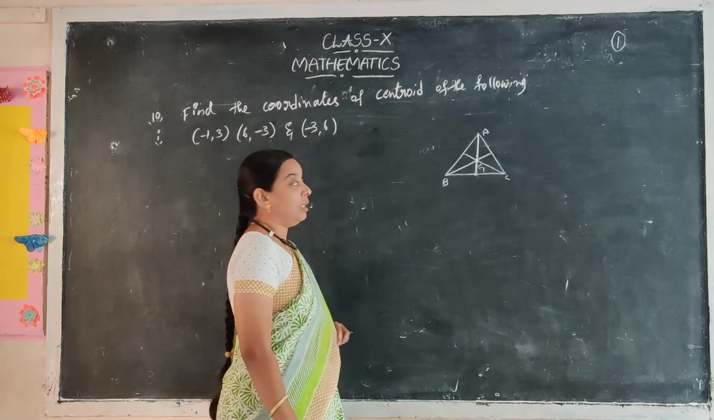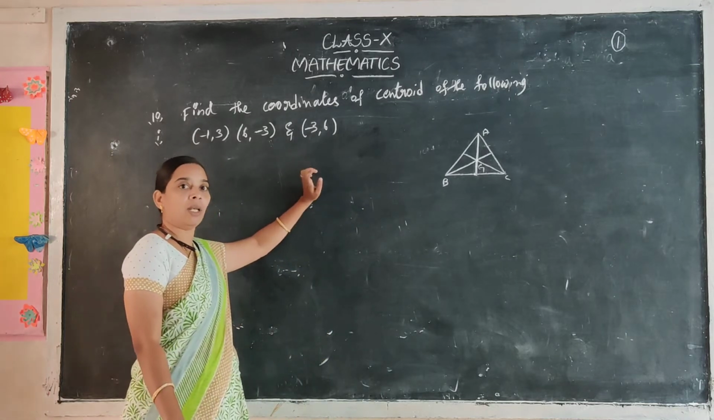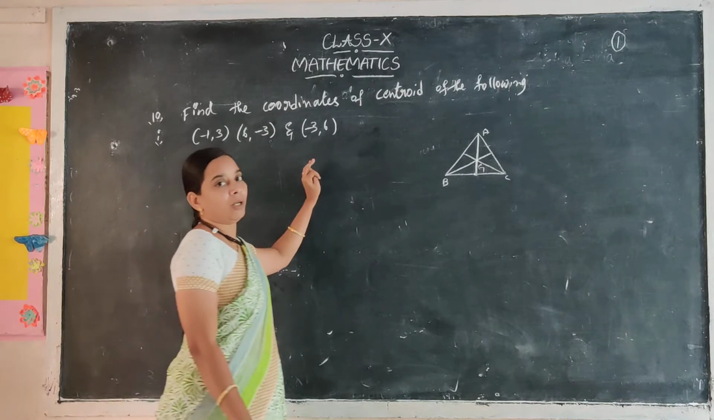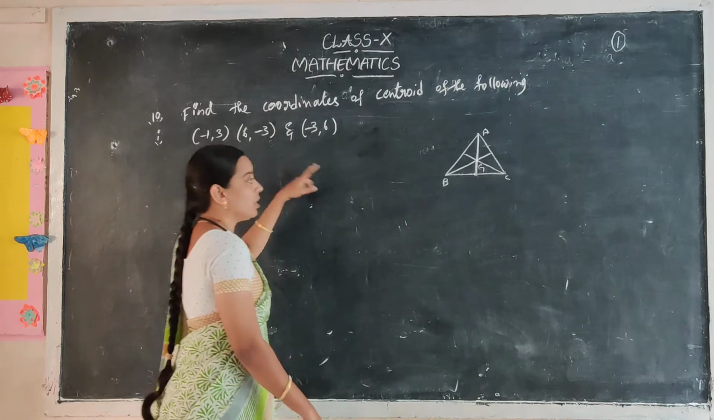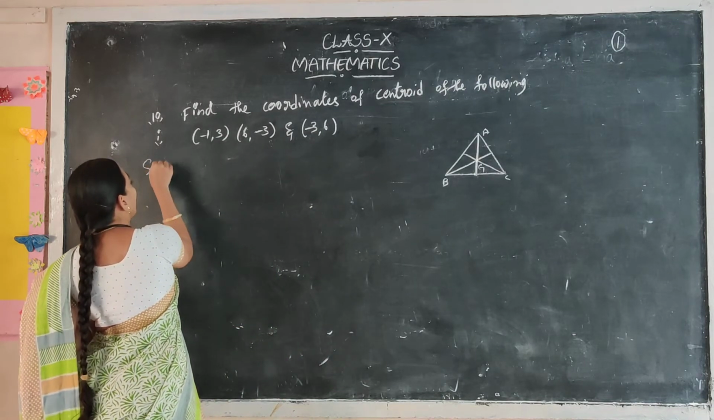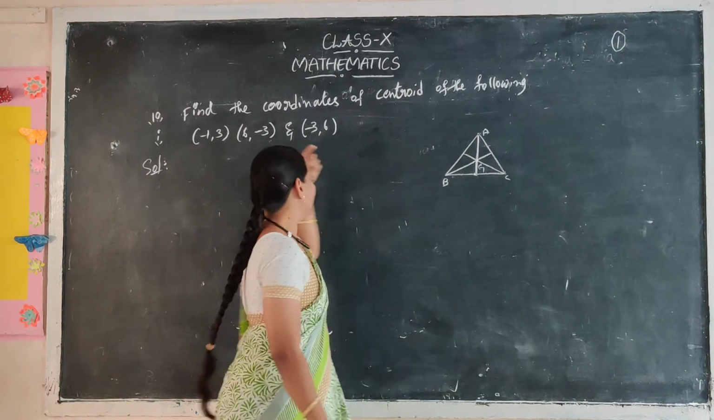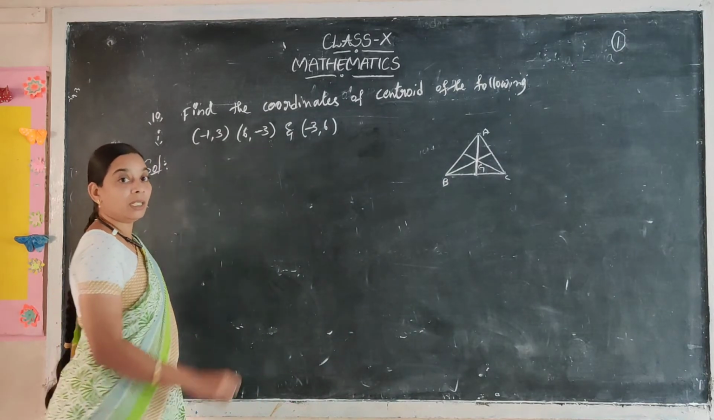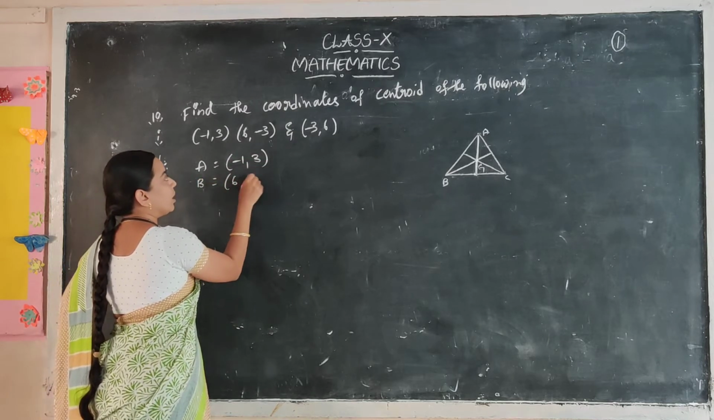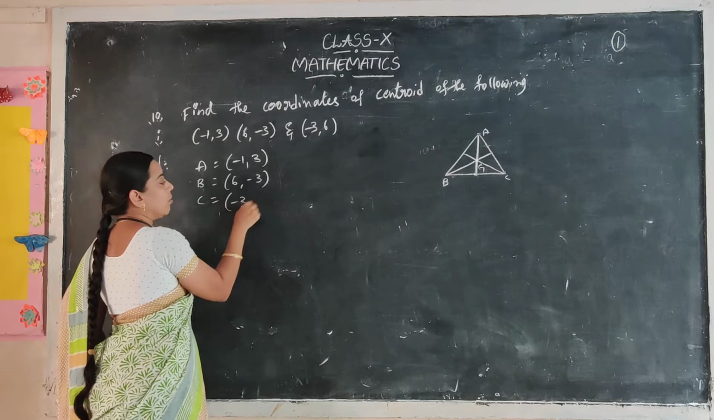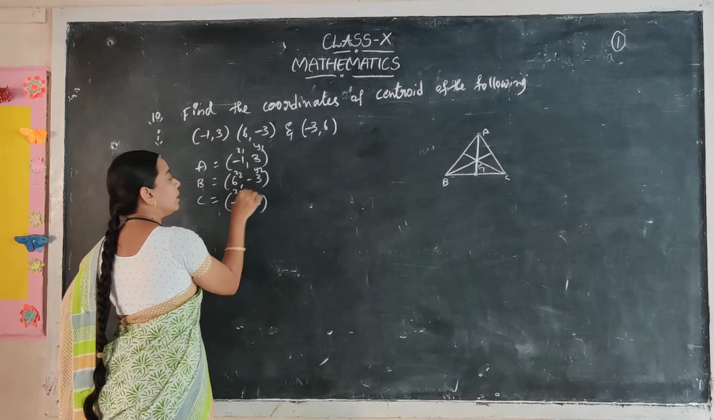Already I explained the formulas: section formula, centroid formula, midpoint formula, 3 formulas I introduced. In that, the third formula is used here. So that is centroid. A triangle has 3 vertices, A, B, C. So the 3 ordered pairs are denoted by 3 vertices. A is minus 1 comma 3, B is 6 comma minus 3 and C is minus 3 comma 6. Now mark as x1, y1, x2, y2 and x3, y3.